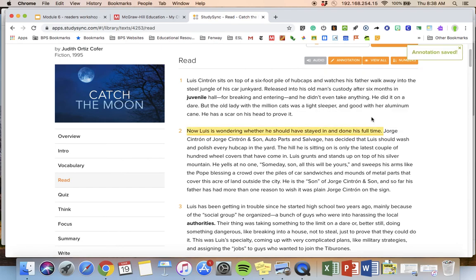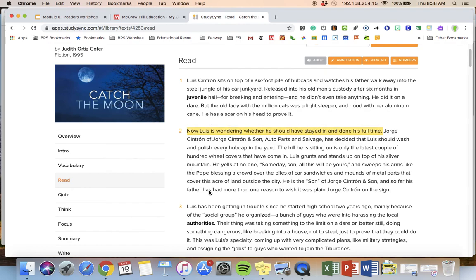So I'm going to create that note, and I think that's also supported by his dad saying, son, someday this will all be yours. And he points to his junkyard. And it almost seems like Lewis is rolling his eyes, like, oh, geez, this is not the life that I want for myself.